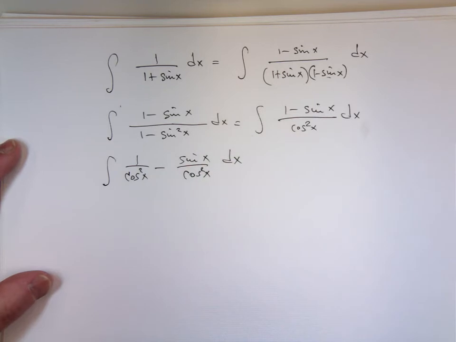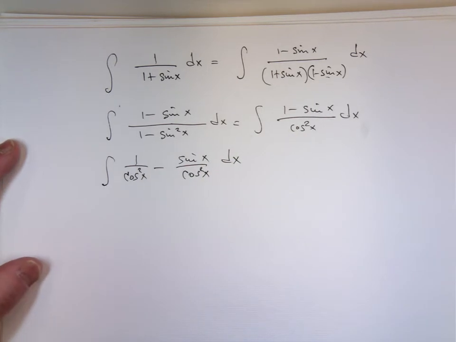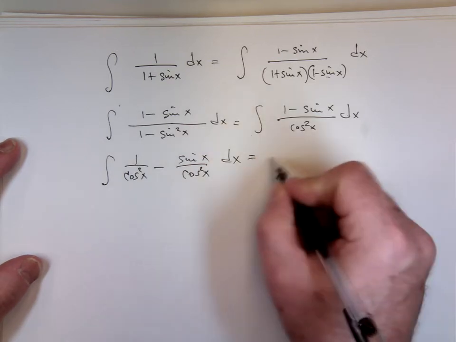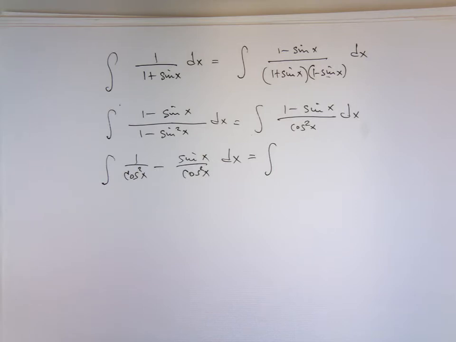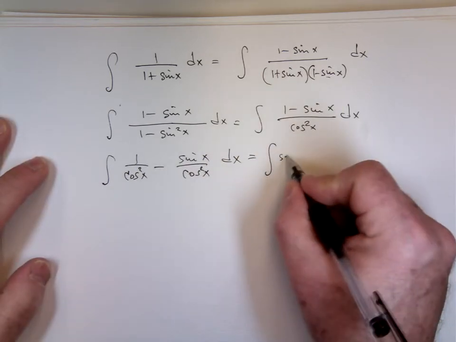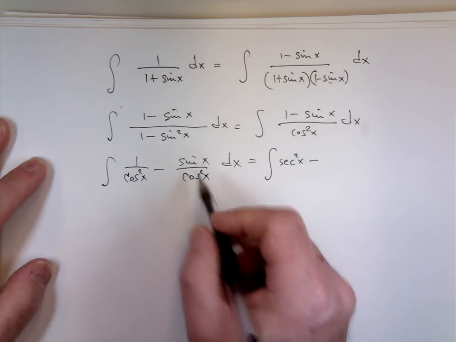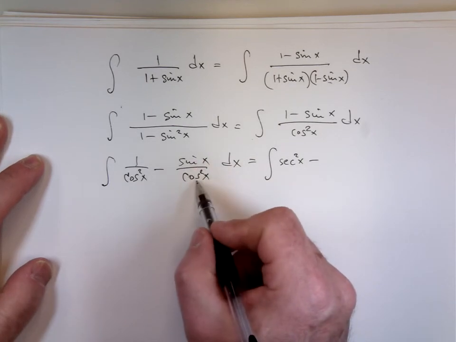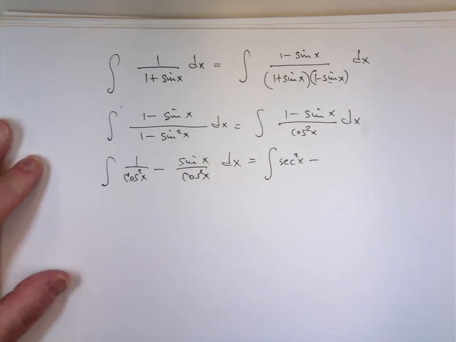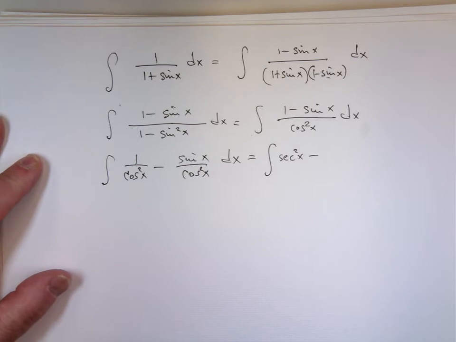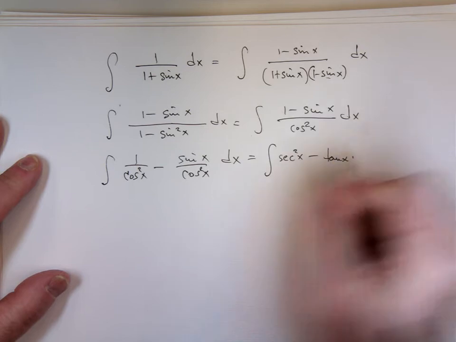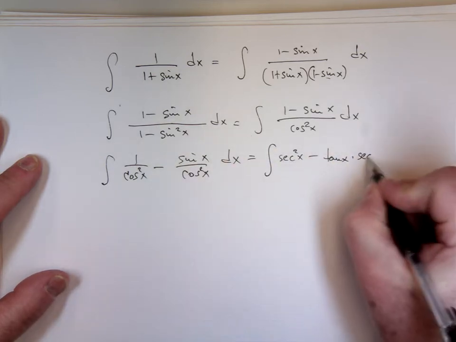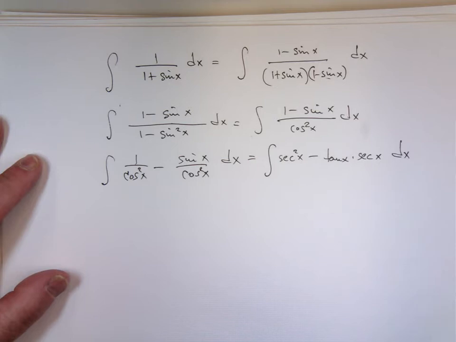Now, here's the thing. What the heck is 1 over cosine squared equal to? What is it? Secant squared. That's secant squared. Now, I've got a sine over cosine squared. I'm going to consider this as sine over cosine. And what's sine over cosine? Tangent. Times 1 over cosine, which is secant, dx. Okay? You with me?